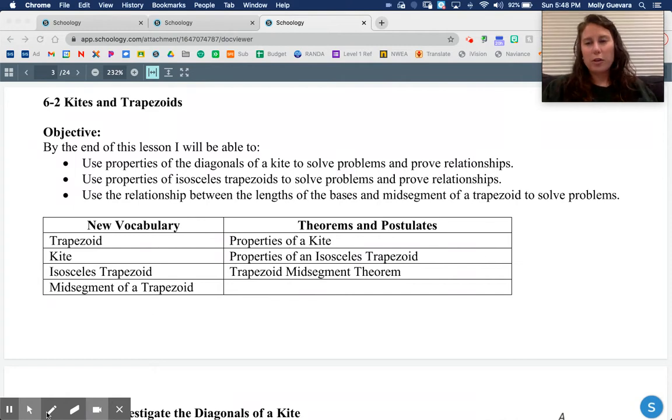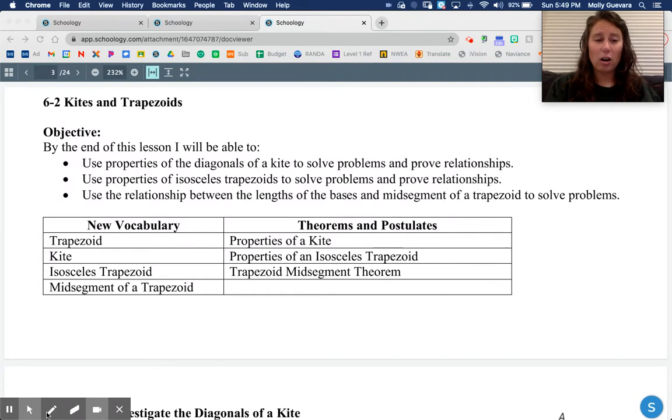So a trapezoid that has two sides that are equal in length. And then we're going to look at what we call the mid-segment theorem, and we're going to use that to solve problems. So we have four new vocabulary today. First, we're going to review what a trapezoid and a kite are. And then we're going to look at what is an isosceles trapezoid. And then our last new vocabulary is the mid-segment of a trapezoid.